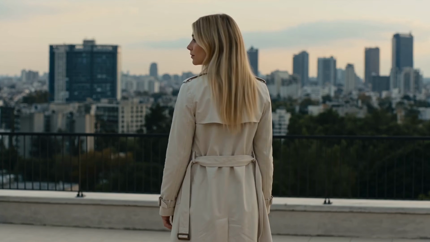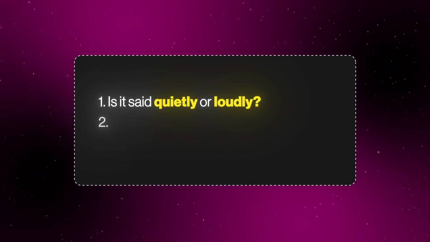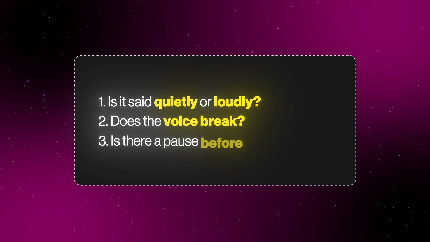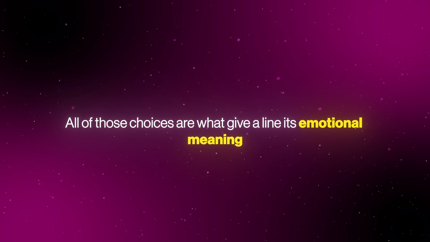The delivery is flat, the timing is off, and it ends up looking like a text-to-speech demo rather than an actual performance. The reason that happens is that a line of dialogue on its own gives the model almost no information about how it should be delivered. Is it said quietly or loudly? Does the voice break? Is there a pause before the last word? All of those choices are what give a line its emotional meaning, and without them, the model just generates speech in the most neutral way it can.